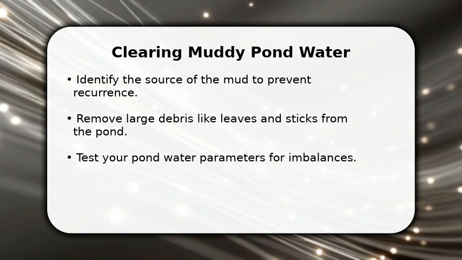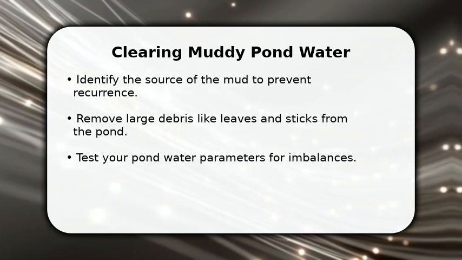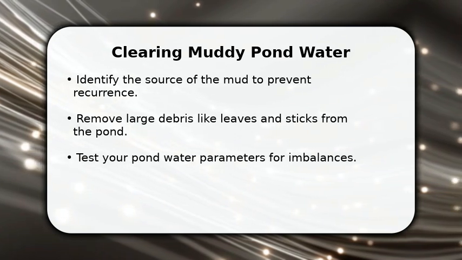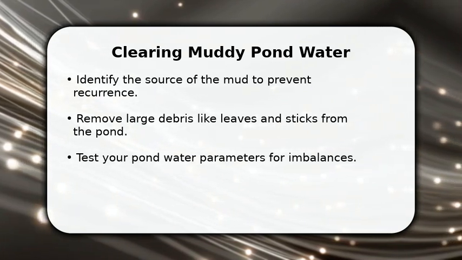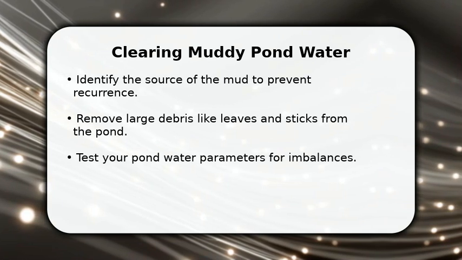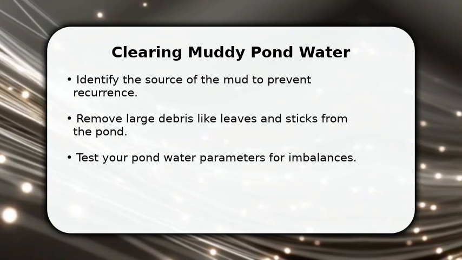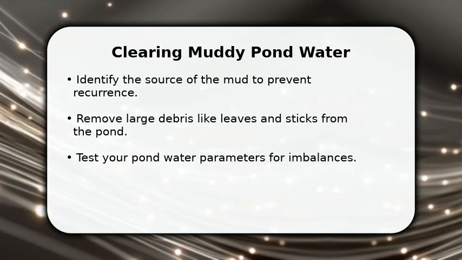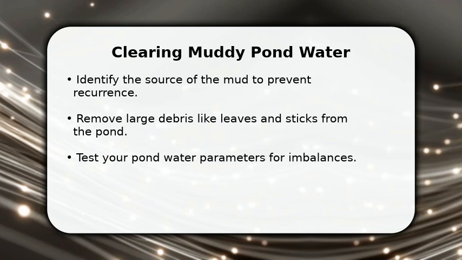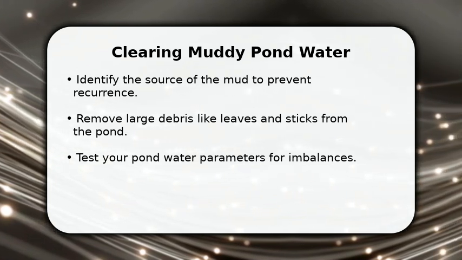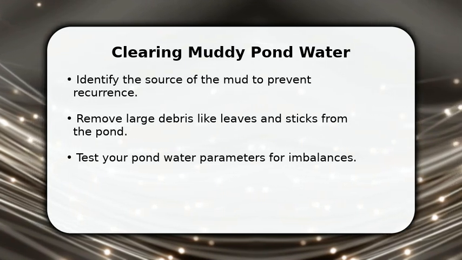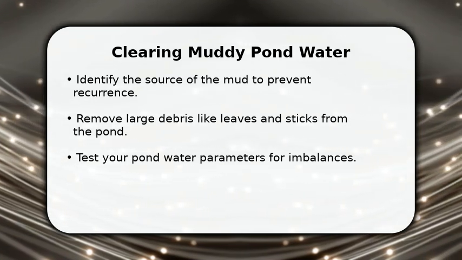First, it's crucial to identify what's causing the murkiness, which could be anything from heavy rainfall runoff to excessive fish activity. Begin by physically removing any large debris, such as fallen leaves or branches, from the pond's surface and bottom. Then, test your water quality to understand if nutrient imbalances are contributing to the problem. This initial assessment is key to a successful cleaning process.